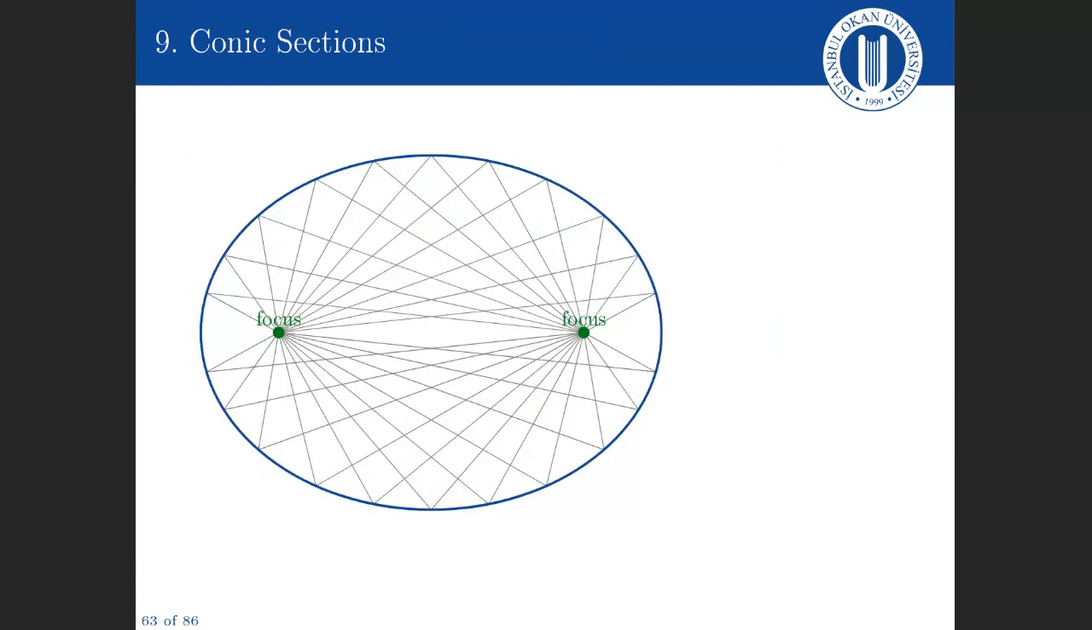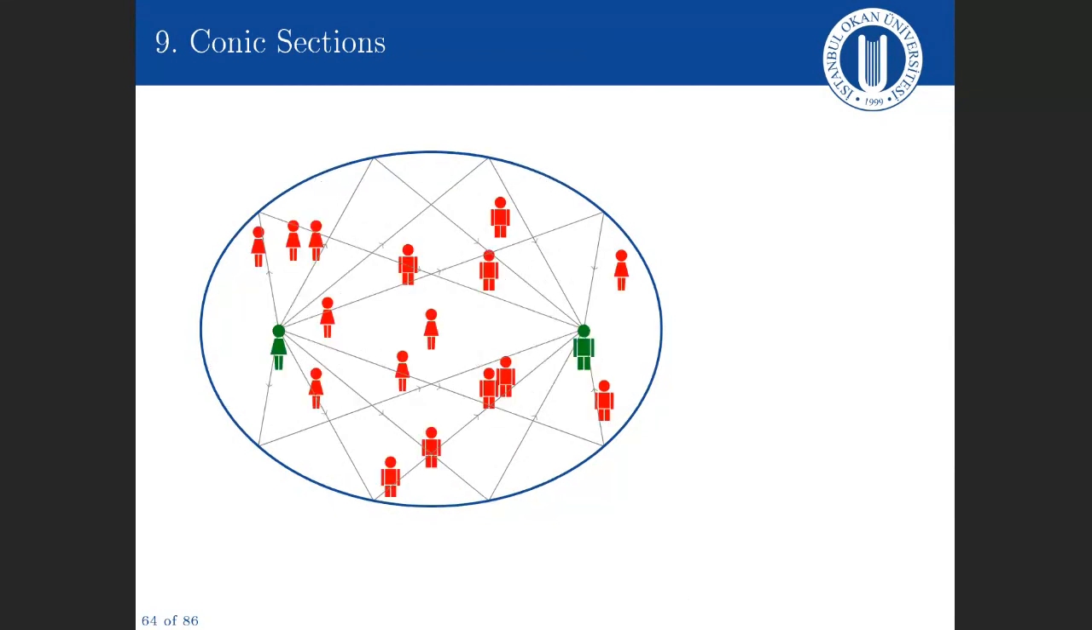And ellipses. An ellipse has the special property that rays which start at one focus are bounced off the ellipse towards the other focus. So for example, if you were in a room shaped like an ellipse, and let's suppose you stood on a focus and your friend stood on the other focus, then you could talk to each other. Even if the room was crowded with other people, the sound of your voice would reflect off the walls of the room and would reflect to your friend.